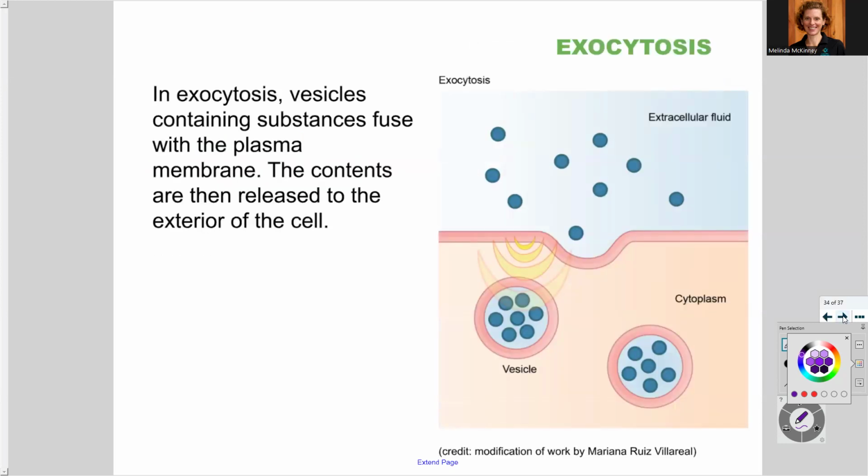And again, exocytosis, here is our vesicle, and then it's merging with the extracellular fluid.